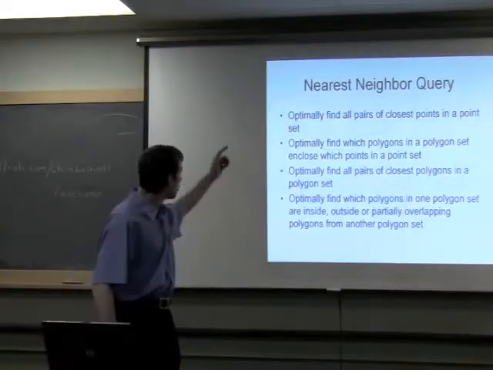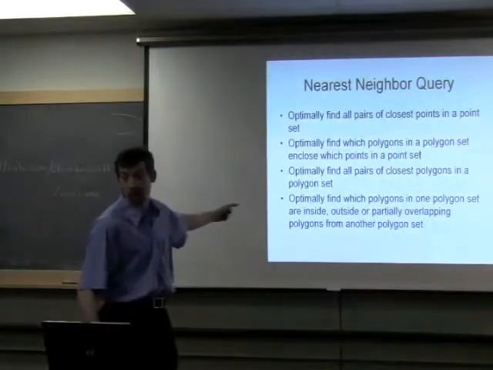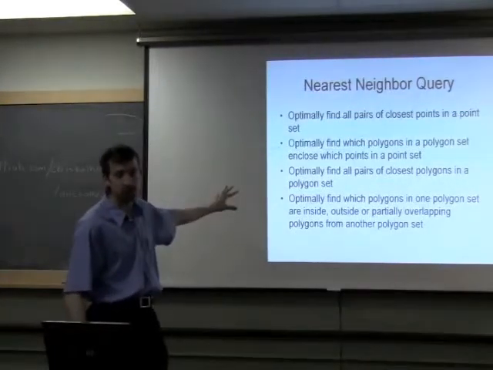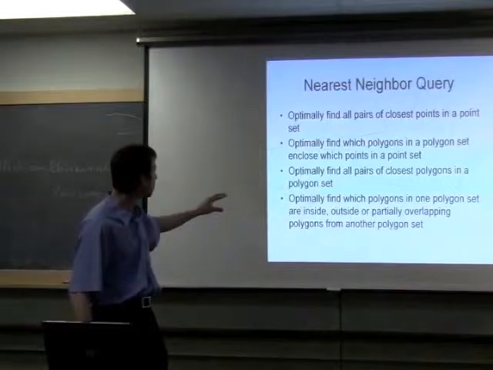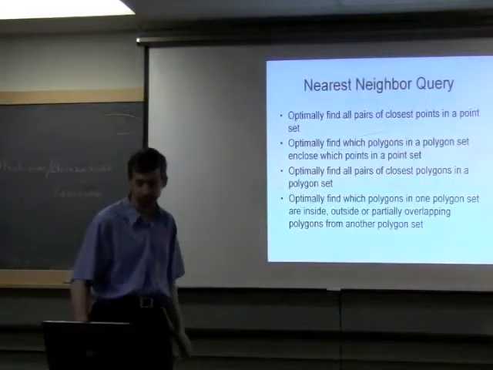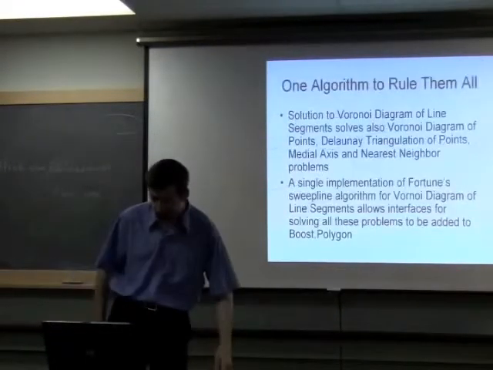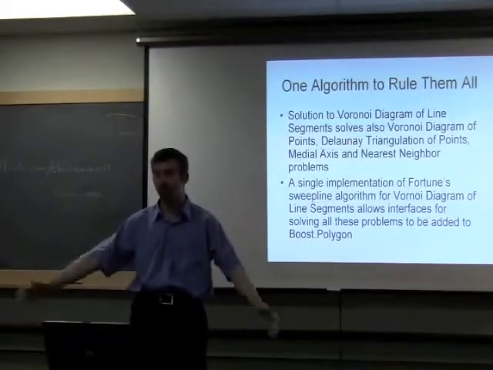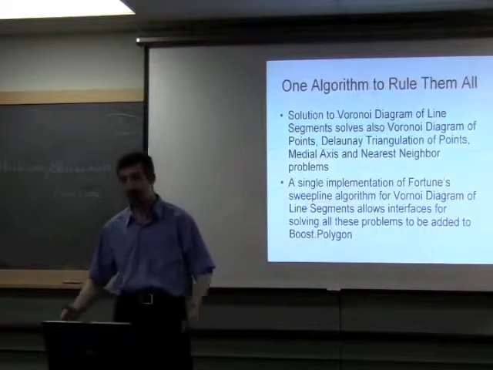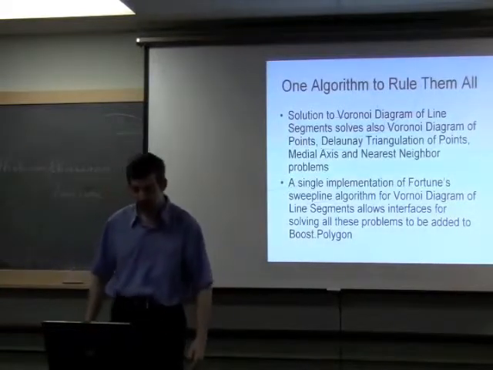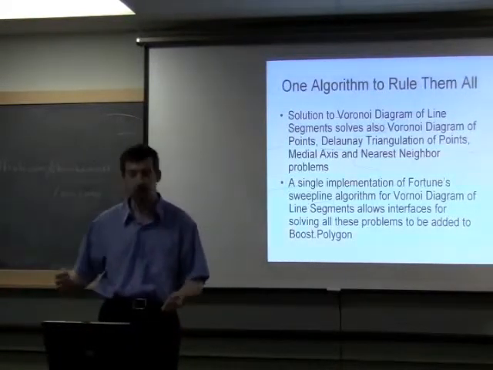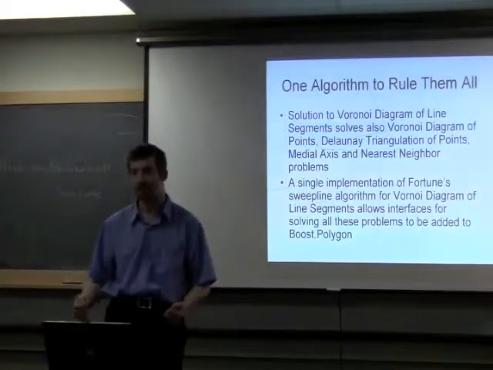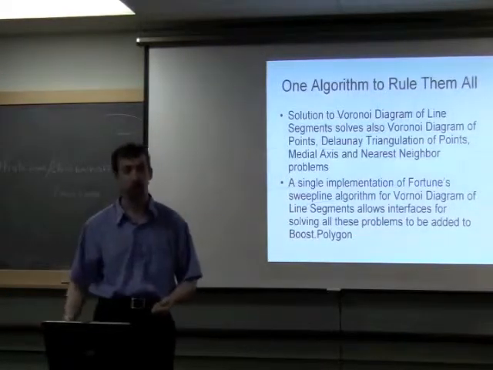And you'll notice, optimally, optimally. If you do all of this stuff with a query tree, then you have to prefix sub on all of those optimallys. Anyways. So it's one algorithm to rule them all. We've got all of these problems we can solve with a single implementation of an algorithm. So there's a strong motivation to implement this algorithm because it gives us so many useful things.